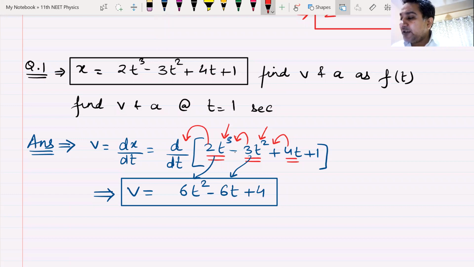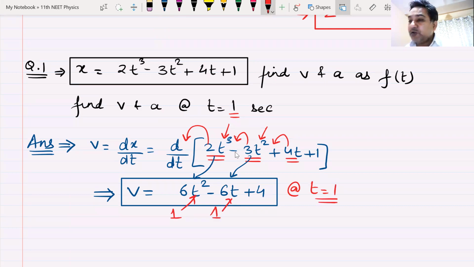Now you can calculate velocity at 1 second, at t is equal to 1. Just put the value of t as 1, and you will get your answer. What is the velocity at 1 second? I hope you can give me the answer. What is the velocity at 1 second? The velocity at 1 second seems to be coming as plus 4 meter per second.